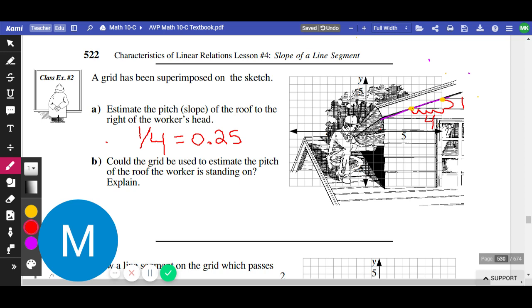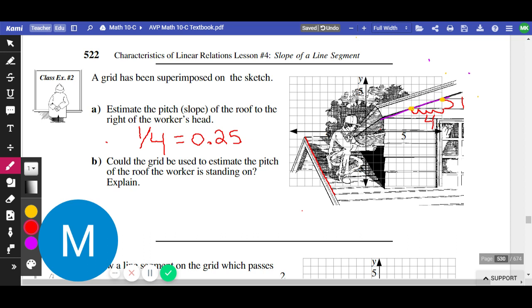It says, could the grid be used to estimate the pitch of the roof the worker is standing on? So if you look, he's standing on this roof right here. If you're trying to figure out the pitch of that roof, I would be looking at the edge over here and see if we could estimate that. You don't have to. You just have to logically think, could you? Could you calculate that slope? I think so. I think because it's the edge of the roof that you could do it.